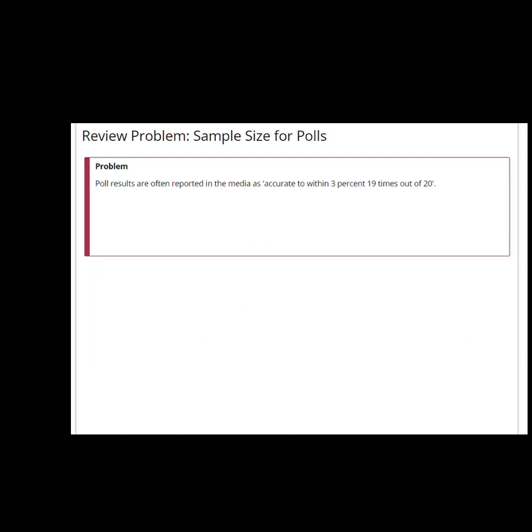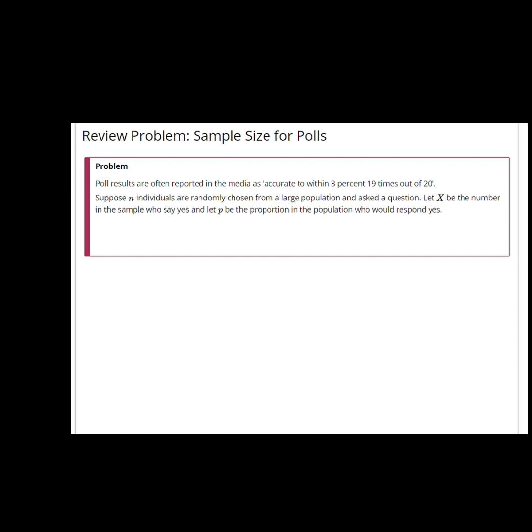Sample size for polls. You'll often read in a newspaper or in the media that a poll is considered accurate to within 3%, 19 times out of 20. This is almost exactly the problem that we've just solved. N individuals are randomly chosen from a large population and asked a question. X is the number in the sample that reply yes. P is the proportion in the population that would respond yes, if asked.